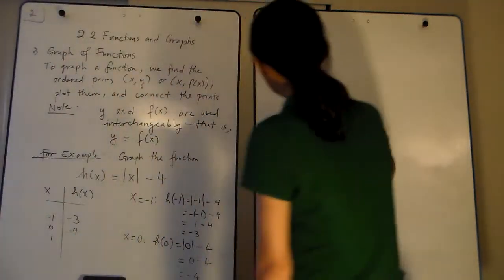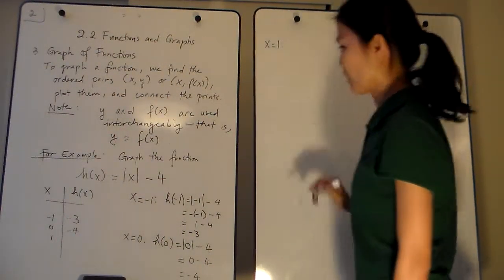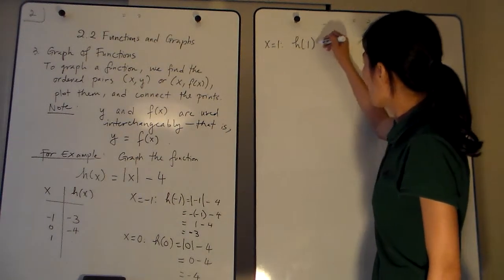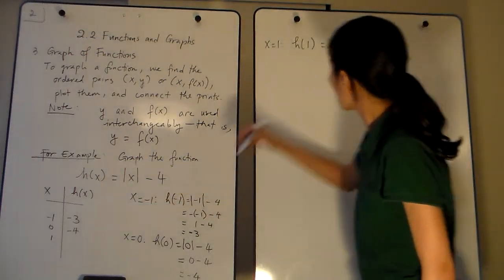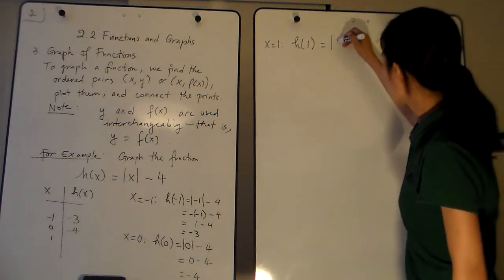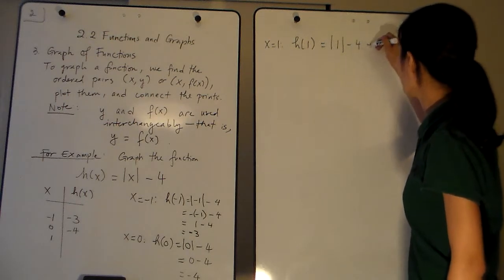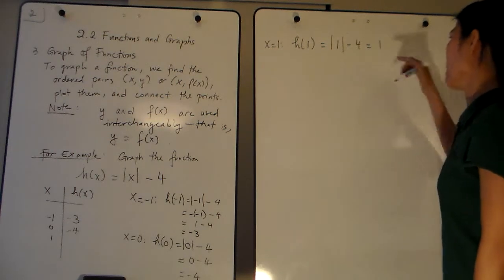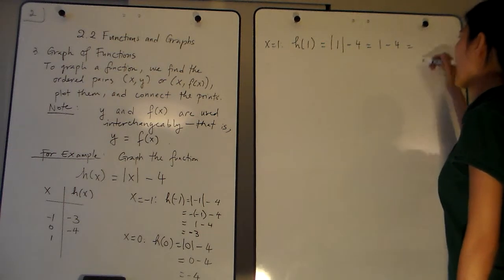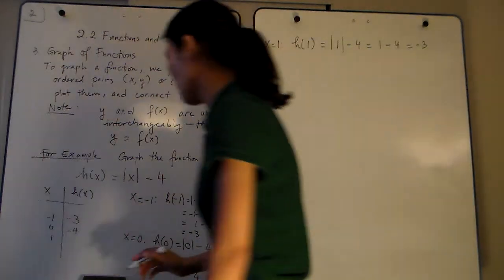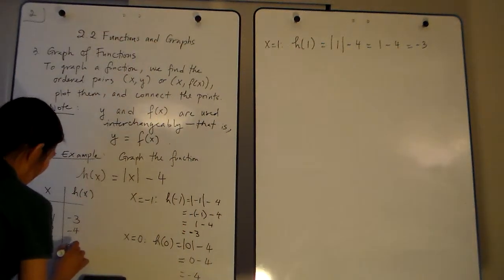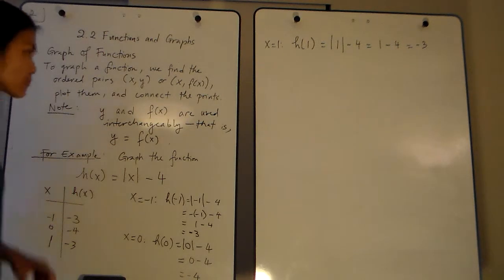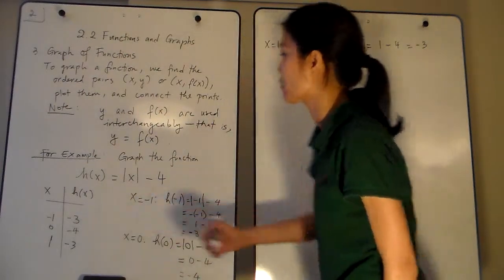So one more point. x equals 1. What is h? x equals 1. Plug x here. Substitute x with 1. Subtract 4. Simplify. The absolute value of a positive number is that positive number. Subtract 4. Simplify, we get -3. Okay, so at x equals 1, h equals -3. So we have 3 ordered pairs right here.